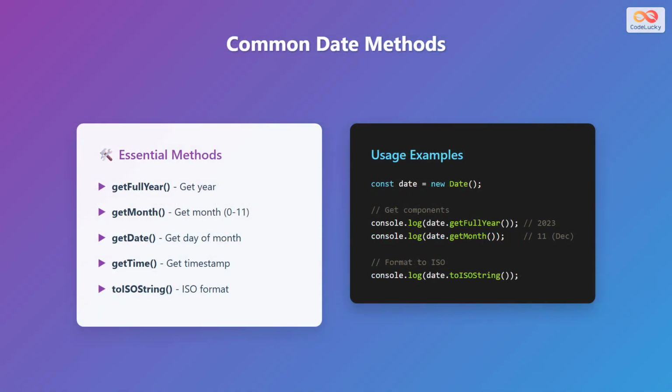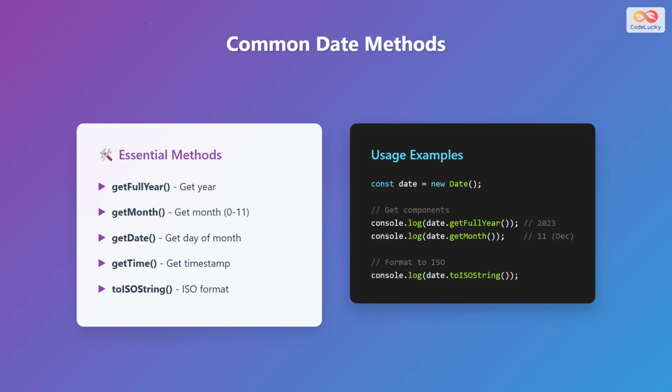Now let's look at some essential methods for working with dates. The getFullYear method returns the year of the Date object. The getMonth method returns the month of the Date object. Note that months are zero-indexed, meaning January is 0, February is 1, and so on. The getDate method returns the day of the month. The getTime method returns the timestamp, which is the number of milliseconds since January 1, 1970, 00:00:00, UTC.